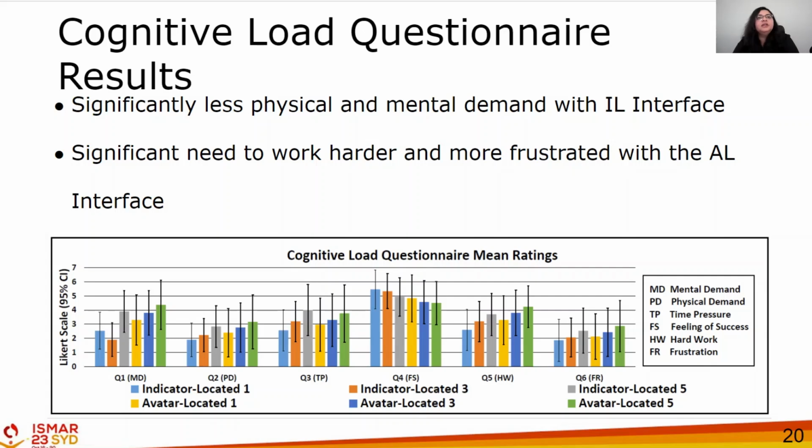The figure shows the mean ratings of the cognitive load questionnaire responses. All cognitive load significantly increased with an increase in the number of important students for both interface types, as expected. Participants reported significantly less physical and mental demand while using the indicator located interface compared to the avatar located interface. Participants felt they needed to work harder and were more frustrated with the avatar located interface.